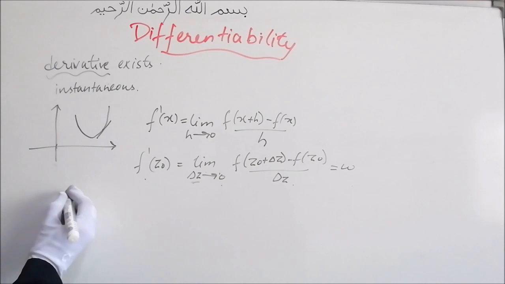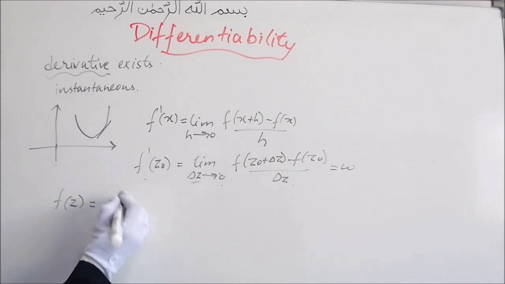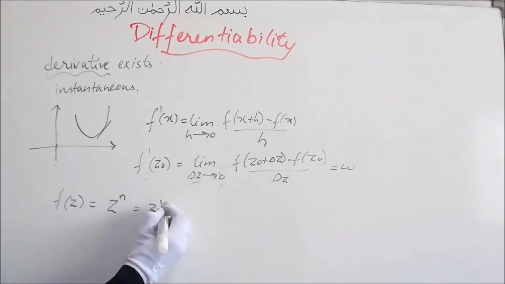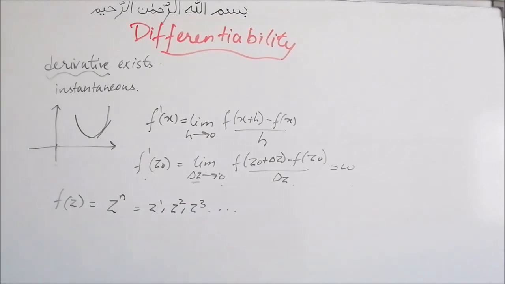Also, any function f of z which contains only z raised to n terms, where n is a positive integer, like z raised to 1, z raised to 2, z raised to 3 and so on, is always differentiable. But if the function contains a complex conjugate like z bar or z star, then that function is not differentiable.